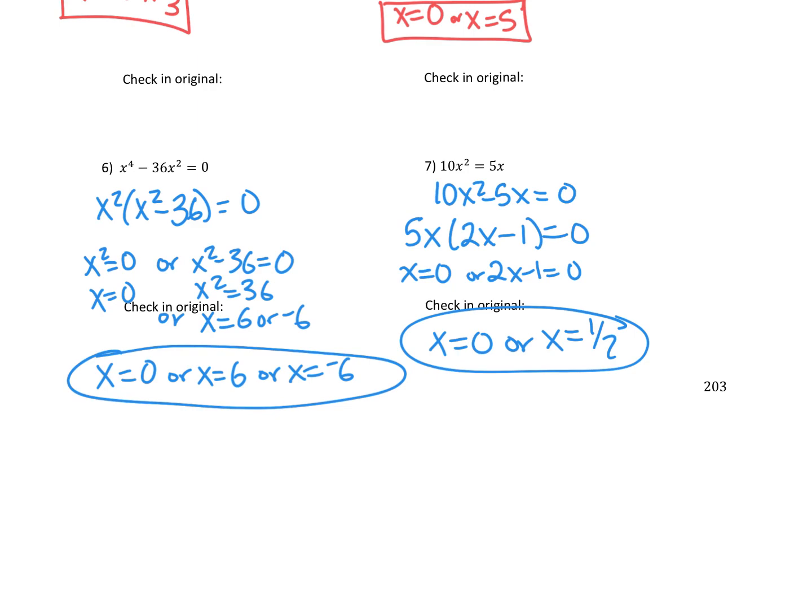Here they are. The first equation has solutions x equals 0, or x equals 6, or x equals negative 6, and the second equation has solutions x equals 0, or x equals 1/2.